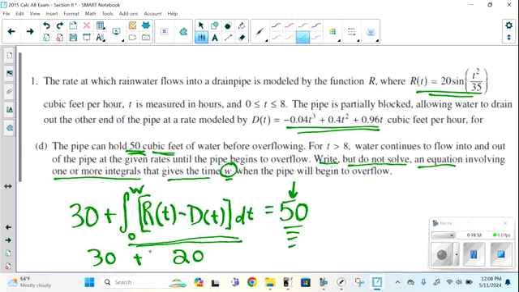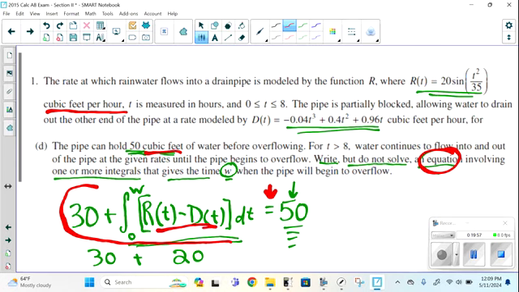They wanted an equation, so we need the equal sign. All right. So if we start with 30 and we add our integral, remember the integral goes from cubic feet per hour to just cubic feet, what they're looking for, of the water coming in minus the water coming out, to sometime W. Once that combined with 30 equals 50, it'll start to overflow. You don't have to solve for W. They want you to put W in for time for the upper bound. That's the beauty of this whole problem.